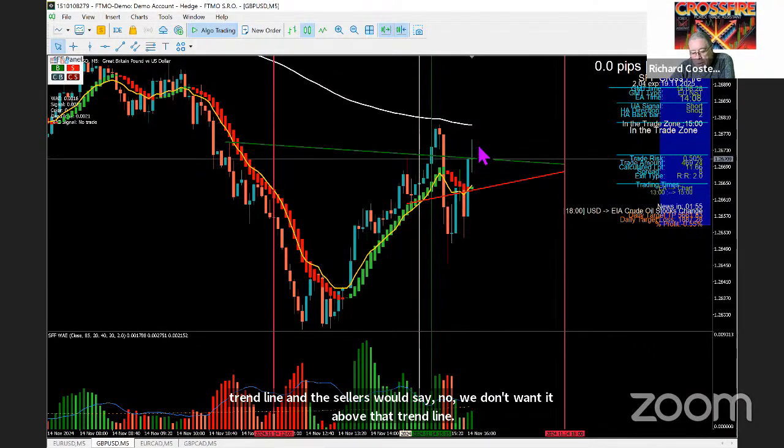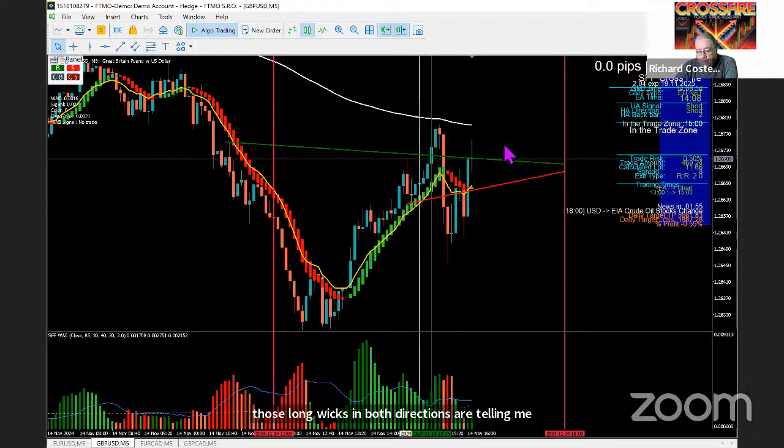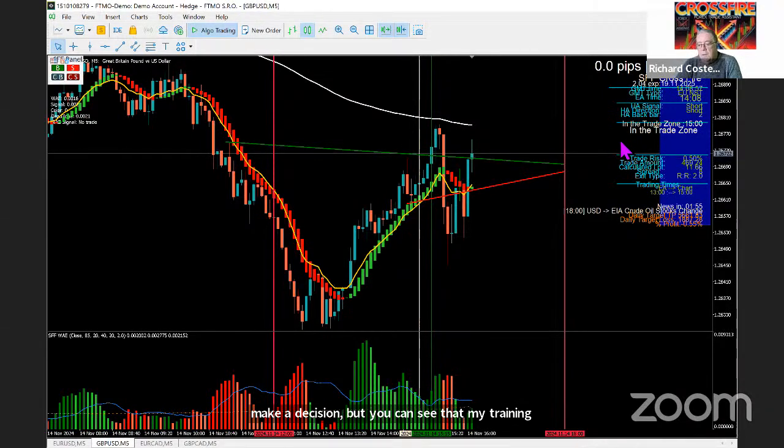Those long wicks in both directions are telling me that the big boys are not happy. They're disputing whether price is going to go back to the 200 moving average, or whether it's going to stay below that trend line. Let them sort the battle out and then make a decision. But you can see that my trading assistant is saying, I'm not looking for a buy, I'm not looking for a sell until this breaks away from the green trend line or comes back below.